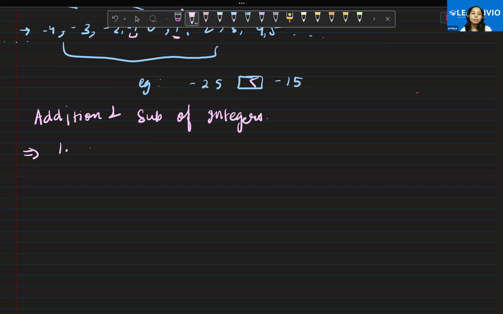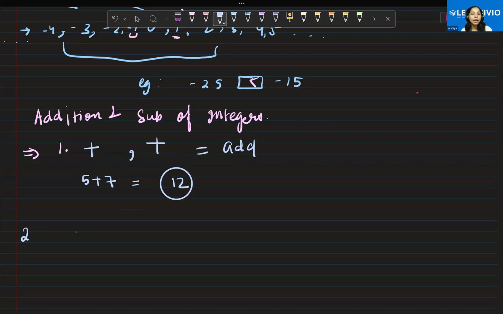So first of all, if both the integers are positive, I'm going to write plus and plus. So both the integers are positive. Let's take an example. Let's say I have 5 plus 7. Here both the numbers are positive, right? 5 is positive, 7 is also positive. So what do we do? We add. When both the integers are positive, we add. So 7 plus 5 is how much? 12. So you just simply add.